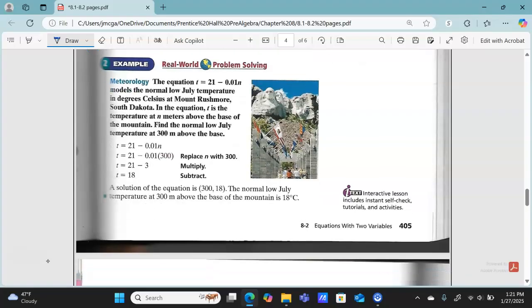Moving on to this one, a real-world example of a linear equation. They give me an equation where they say we can calculate the temperature in Celsius if we know the height in meters, which is that N. And they want to know what is the temperature at 300 meters. So you just replace this N with the 300. 0.01 times 300 is just 3. And so we get 21 minus 3, which is 18.